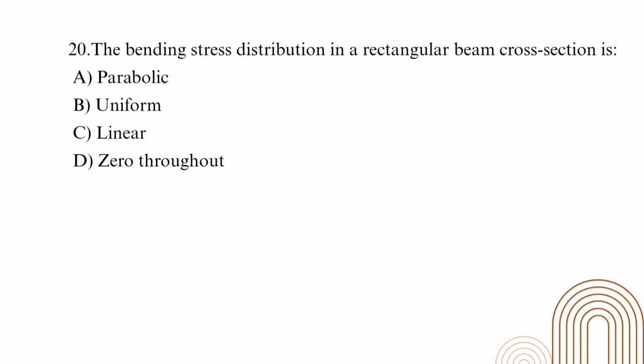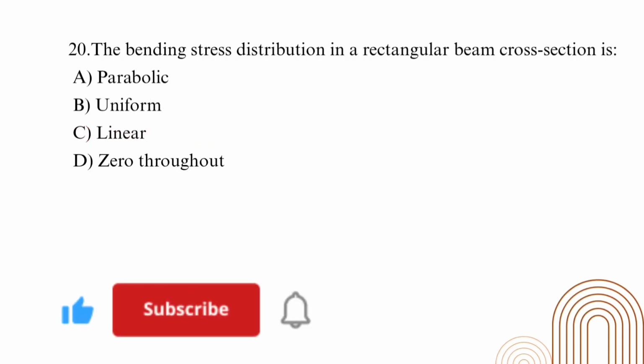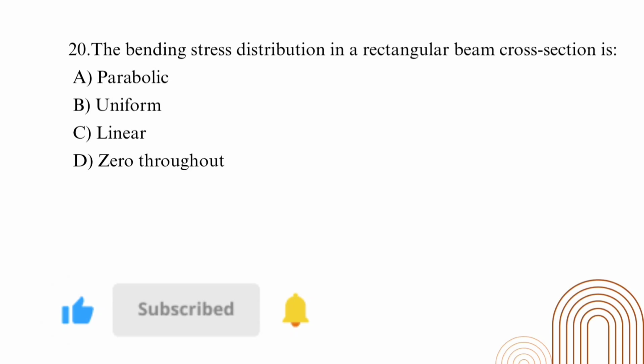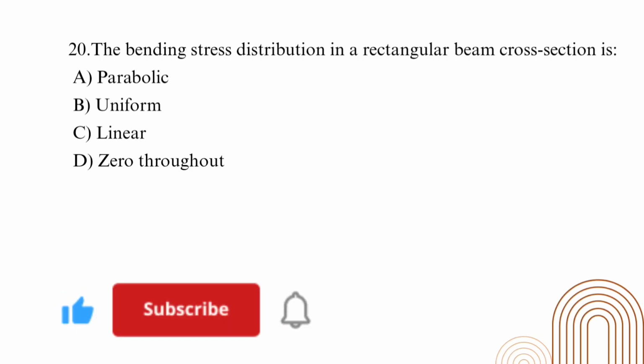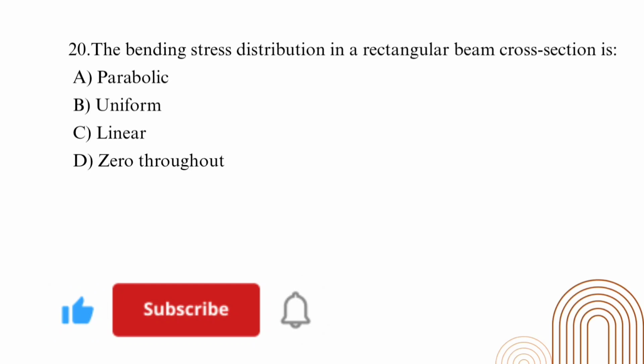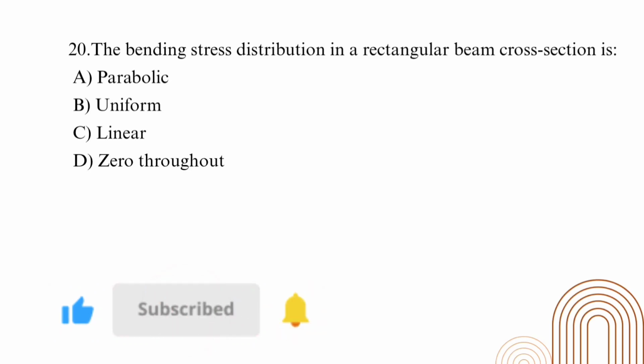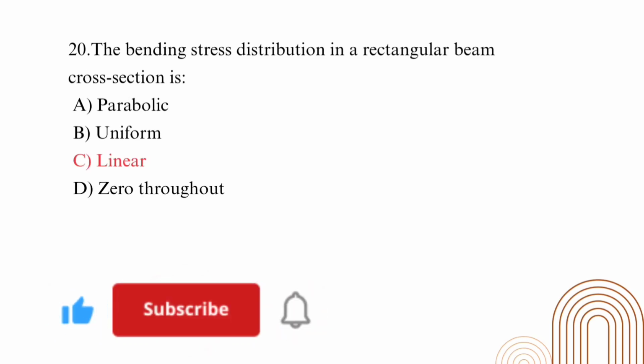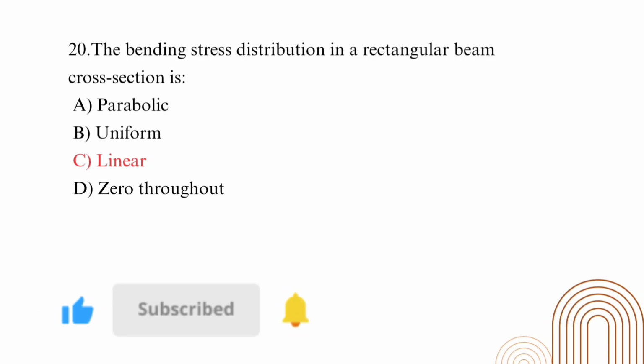Now the next is question number 20. The bending stress distribution in a rectangular beam cross section is, and options are: option A, parabolic; option B, uniform; option C, linear; and option D, 0 throughout. And the correct answer is option C, linear. The bending stress distribution in a rectangular beam cross section is linear.